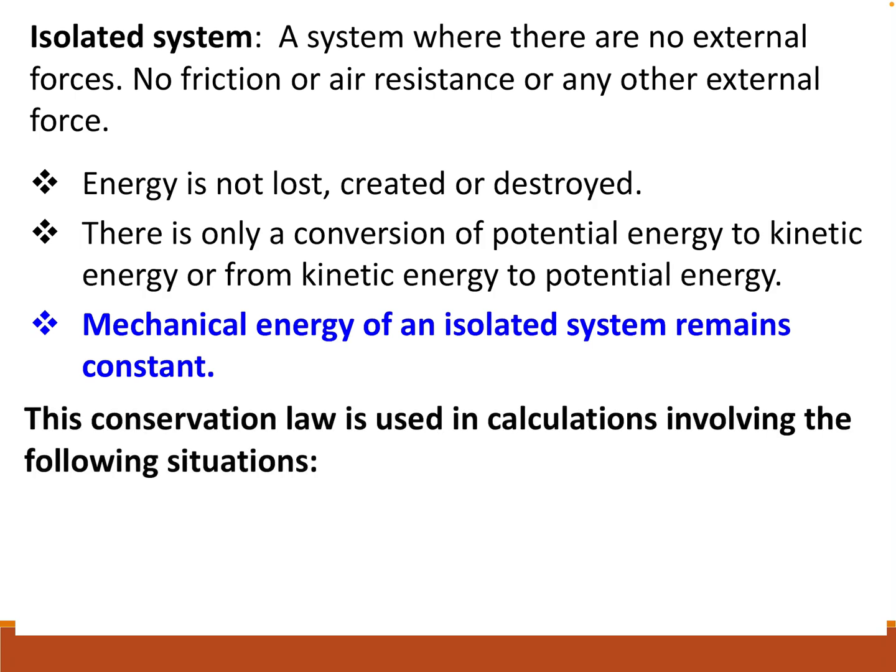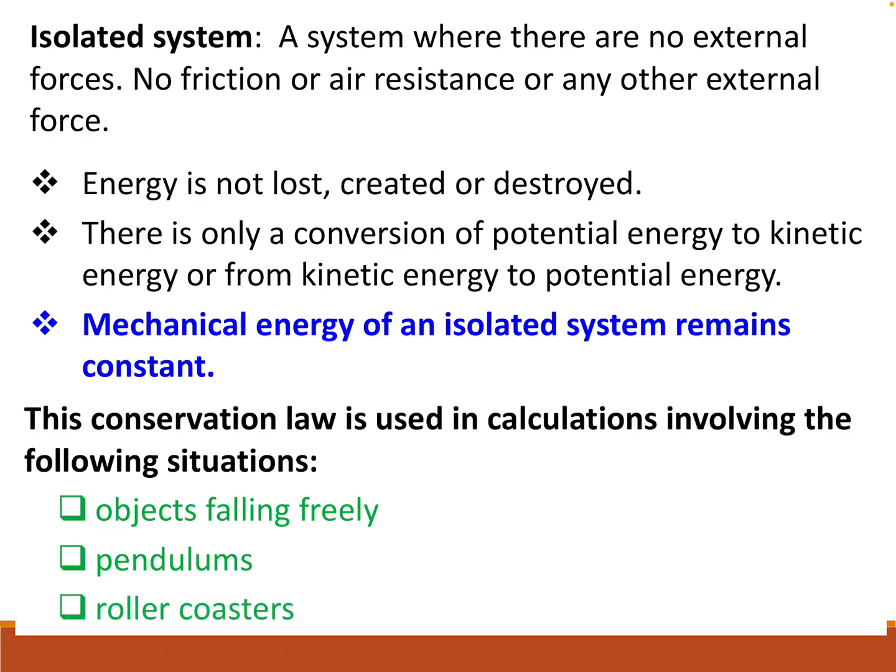The conservation law is used in calculations involving the following situations. Where do we use this law? Which we said EP plus EK at one point is equal to EP plus EK at another. When objects are falling freely, in other words, we drop them or we throw them in the air. When there are pendulums or circular motion, so you can't use equations of motion. And for roller coasters, we love roller coasters. I don't like being on them, but we like asking them in questions. That's what I mean by that.